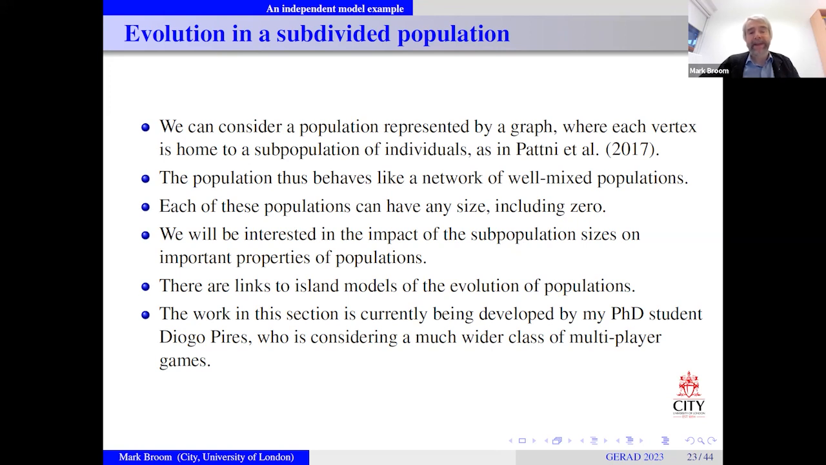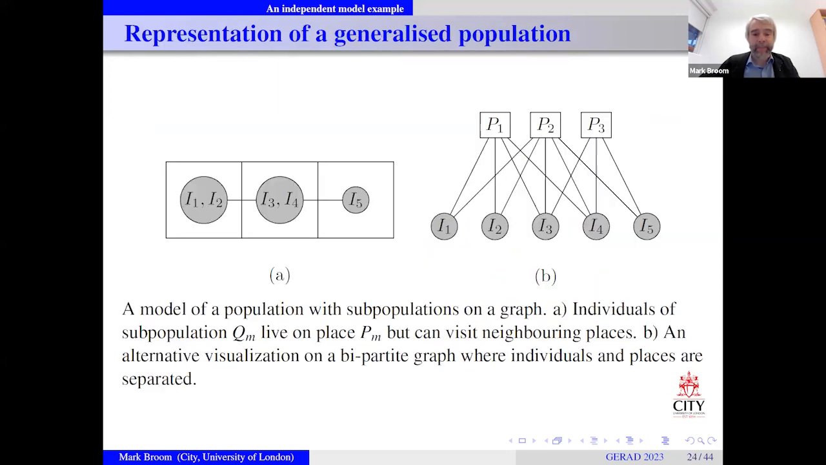So instead of just one individual living on a particular vertex, a set of individuals live on a vertex. This work was in one of those papers with Karen Patney in 2017. Several things Diogo Pires, who's my current PhD student, is working on, and he's involved in this training grant, the European Union one.